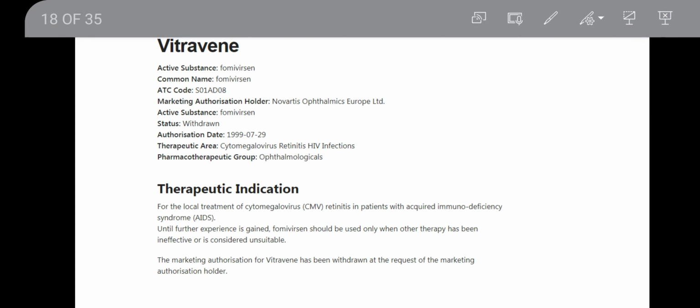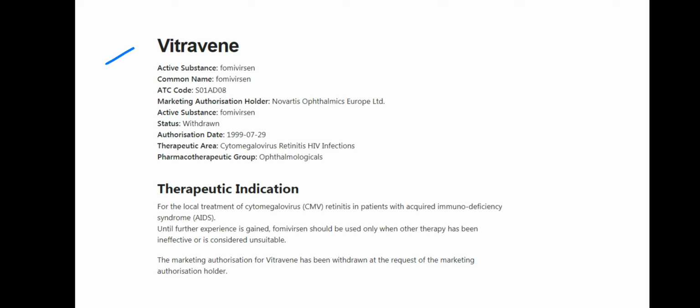And we have already discussed that this is the FDA approved drug, called Vitravene. So Vitravene is a first generation antisense molecule. It is useful for therapeutic uses like cytomegalovirus infection caused by HIV, in pharmacotherapeutic groups like ophthalmological application. The common name is Fomivirsen. So this is the first FDA approved drug for treating cytomegalovirus infections in HIV patients.